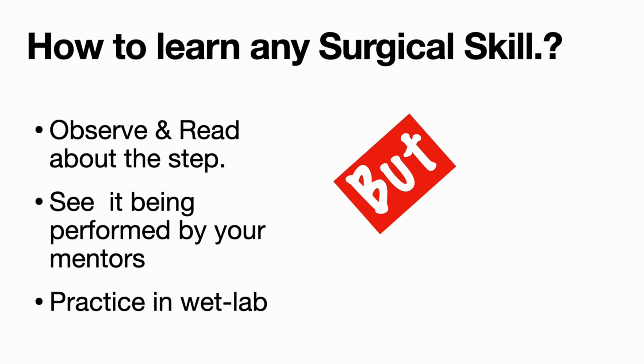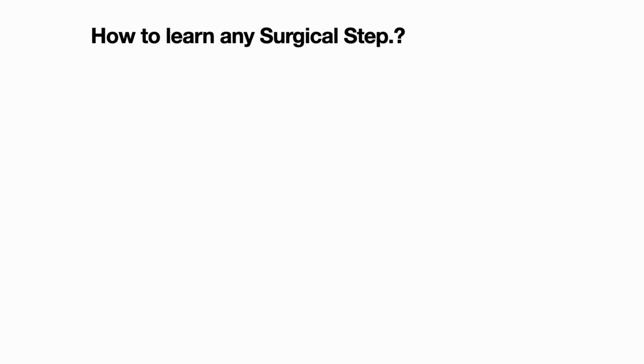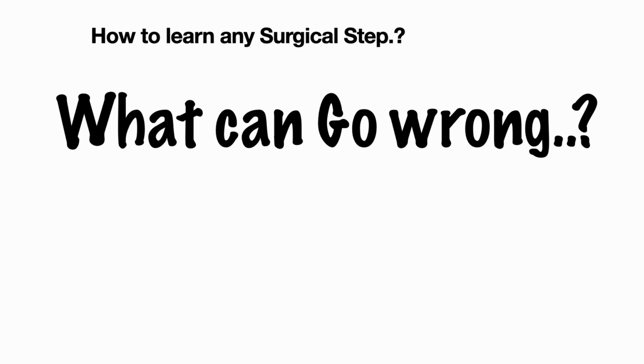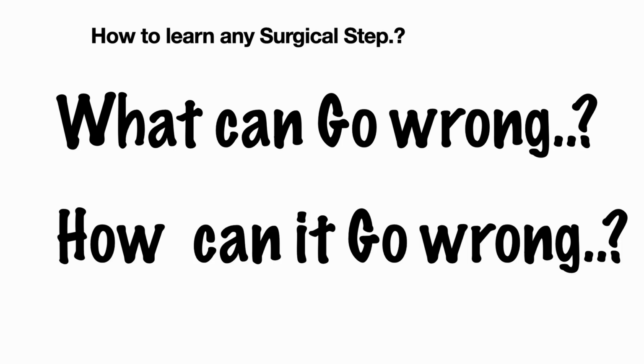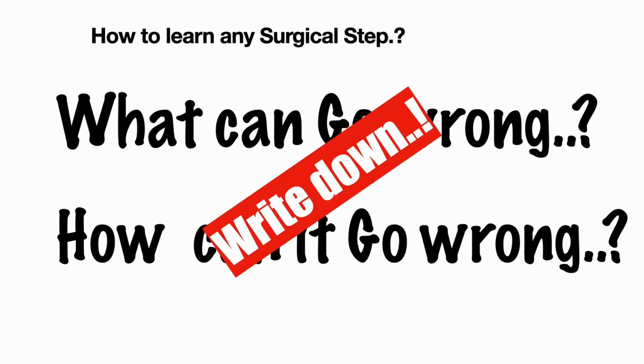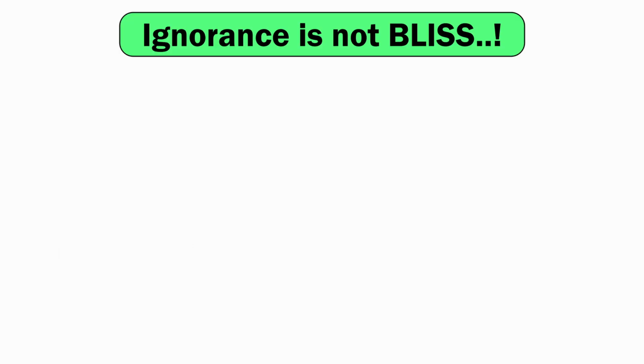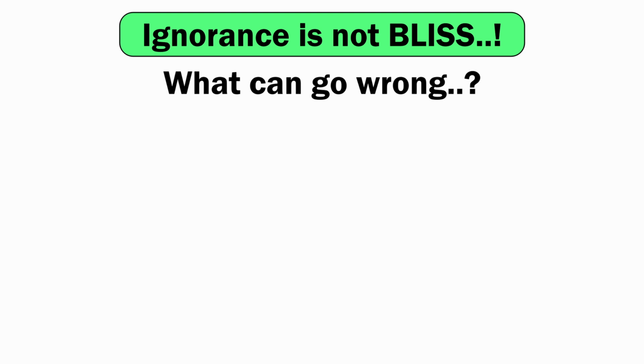When we start learning any surgical step, I think we need to answer these two questions first. What can go wrong and why or how can it go wrong? So identify a step which you want to do and then write down all the things which can go wrong. So when we are in surgery, we need to remember that ignorance is not bliss. So we need to be absolutely sure about what are the things that can go wrong.